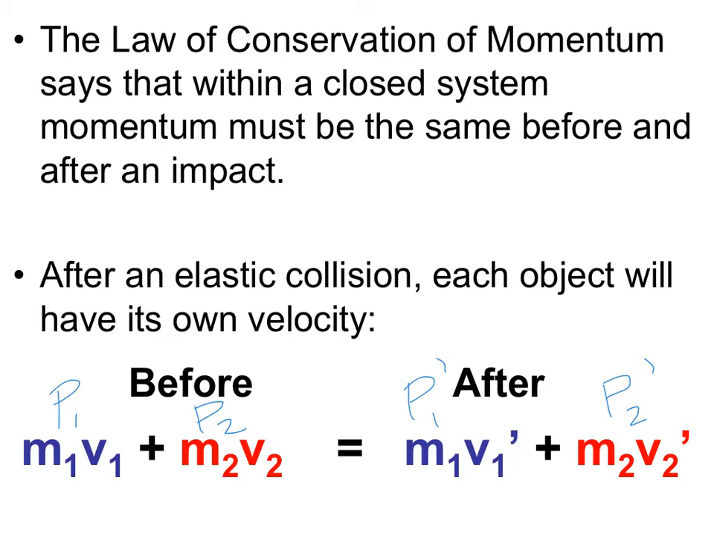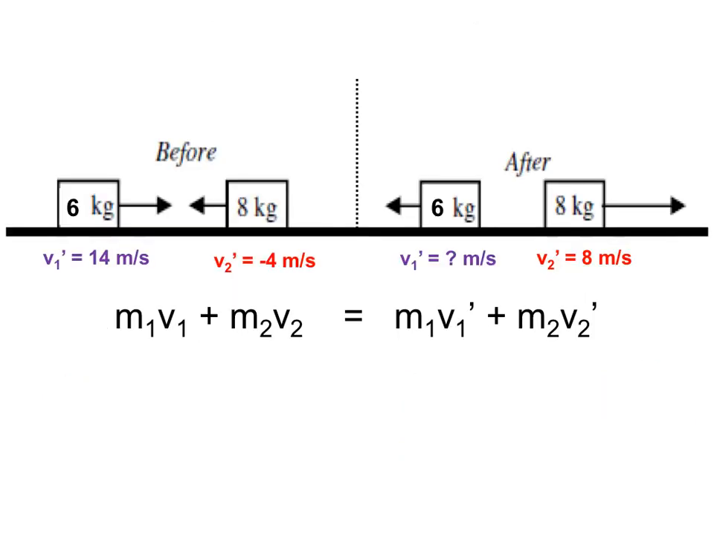Okay? The mass of the first one times its new velocity plus mass of the second one times its new velocity. Let's see that in action and see what that looks like. Let's say I have two boxes that are sliding toward each other. The first box is a 6 kilogram box moving at 14 meters per second to the right. And just like we said with forces, we'll say that that's a positive direction. We have an 8 kilogram box moving at 4 meters per second to the left, so we'll call that negative 4 meters per second.